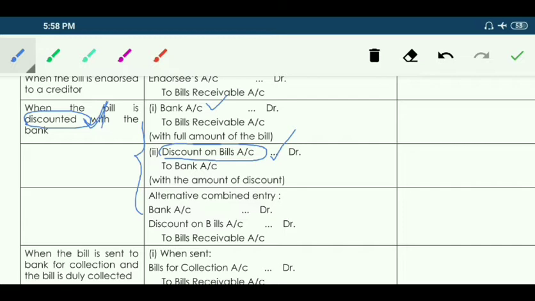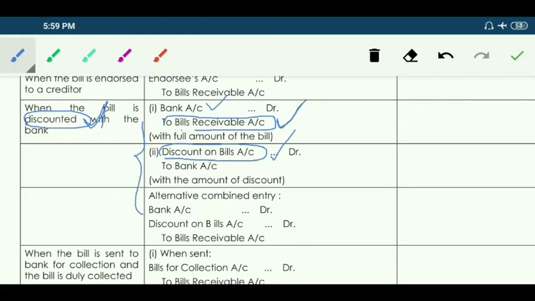Next, the bills receivable account is an asset to the business. So the asset is reduced. That's why we credit the bills receivable account. So in a simple way, we have the bills receivable account. Now we transfer it to the bank. So the asset is reduced. That's why we credit the bills receivable account. So that means 10,000 rupees.